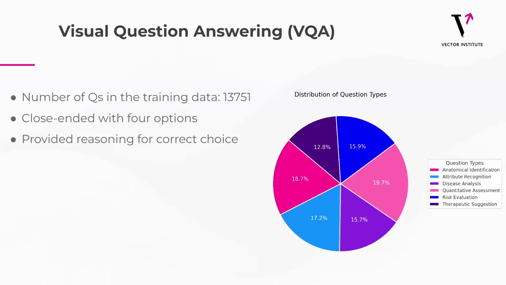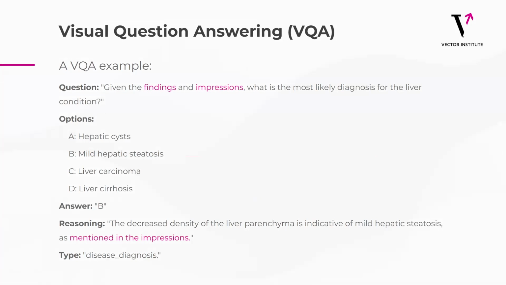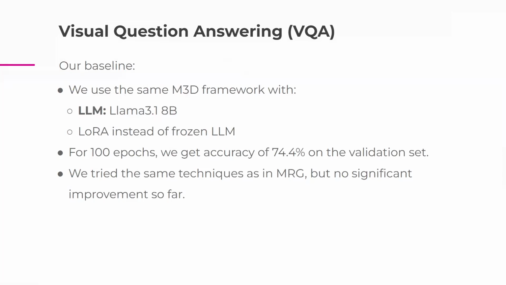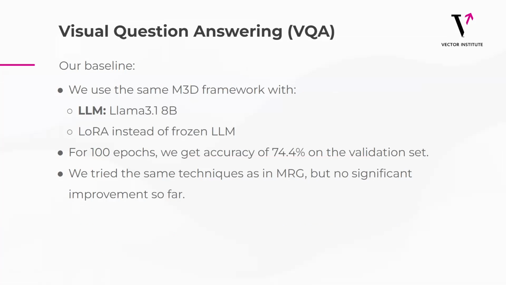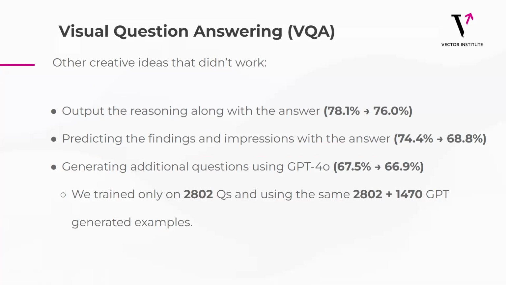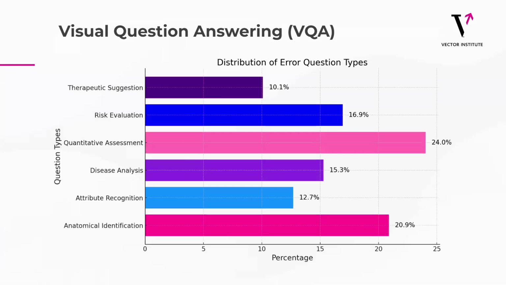So VQA, you have this pie chart of question types. This is an example of a VQA question. This is the question, you have the options here, and then the answer, reasoning, and type. We use the same baseline as before, we get 46%, also 74%. We tried the same techniques as in MRG, but none of them worked.